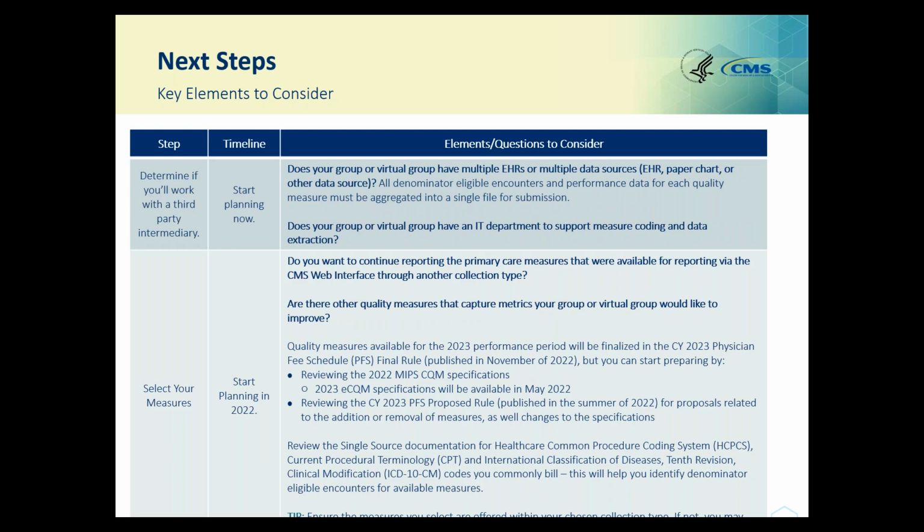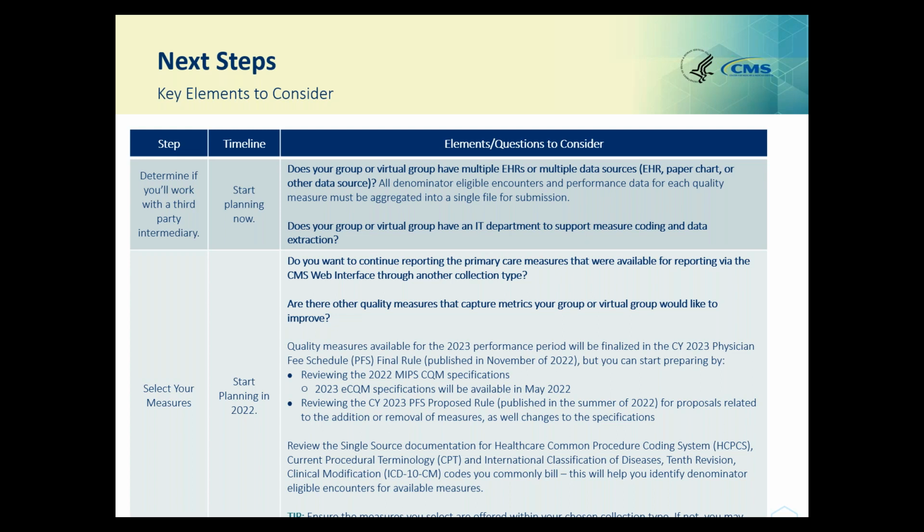The second step is to determine if you will work with a third-party intermediary, in which you will want to start planning now. The key elements to consider in this step include the following. Does your group or virtual group have multiple EHRs or multiple data sources, EHR, paper chart, or other data sources that you collect information from? All denominator eligible encounters and performance data for each quality measure must be aggregated into a single file for submission. Another element to consider is, does your group or virtual group have an IT department to support measure coding and data extraction?